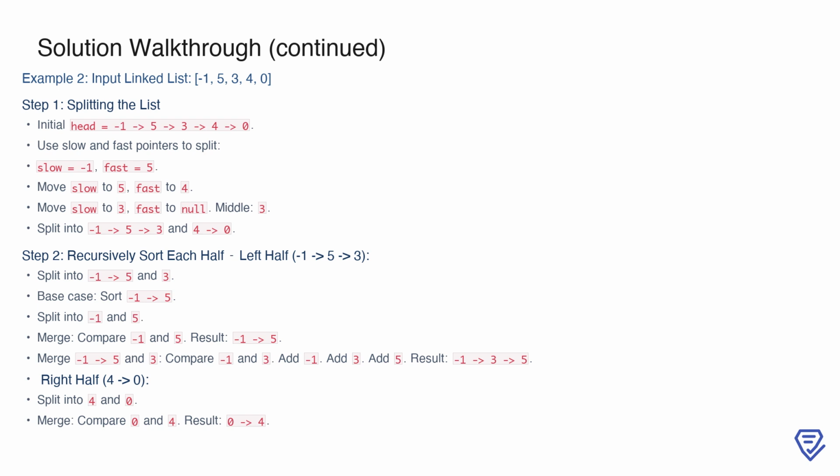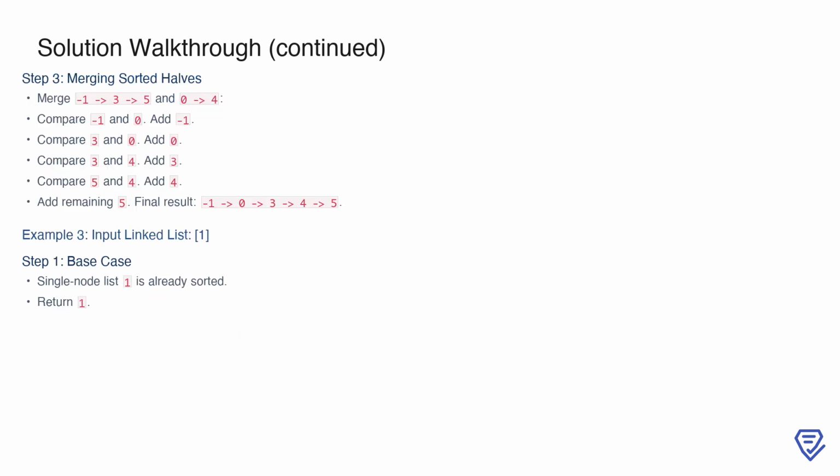For the left half, -1-5-3, we split it further into -1-5 and 3. The leftmost part, -1-5, is split into single-node lists -1 and 5, which are then merged. Comparing -1 and 5, -1 is added first, followed by 5, resulting in -1-5. Now, we merge -1-5 with 3. Comparing -1 and 3, -1 is added first, then 3, and finally 5, giving us -1-3-5. For the right half, 4-0, we split it into 4 and 0, and merging these gives 0-4. With the two halves sorted, we now merge -1-3-5 and 0-4.